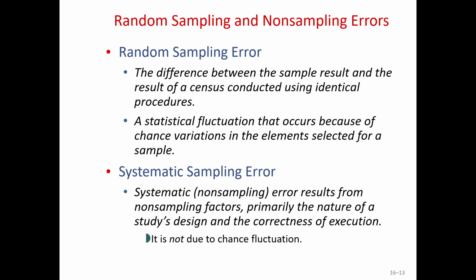Random sampling error is a function of the sample size. As the sample size increases, random sampling error decreases. So it's possible to estimate the random sampling error that might be expected with various sample sizes. Systematic sampling error or non-sampling error results from non-sampling factors, primarily the nature of a study's design and the correctness of the execution. And these errors are not due to chance fluctuations in this case.